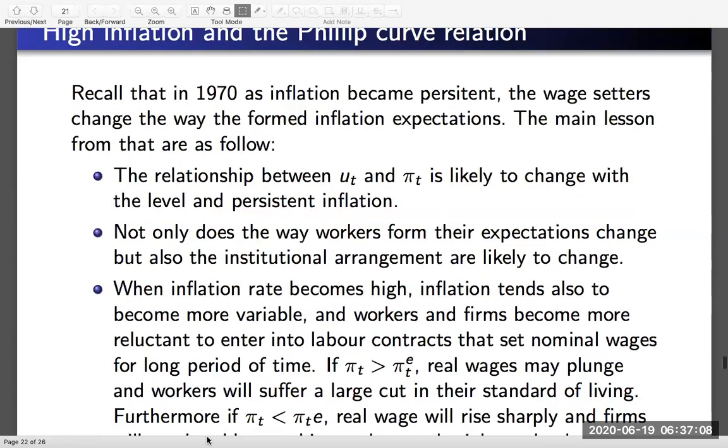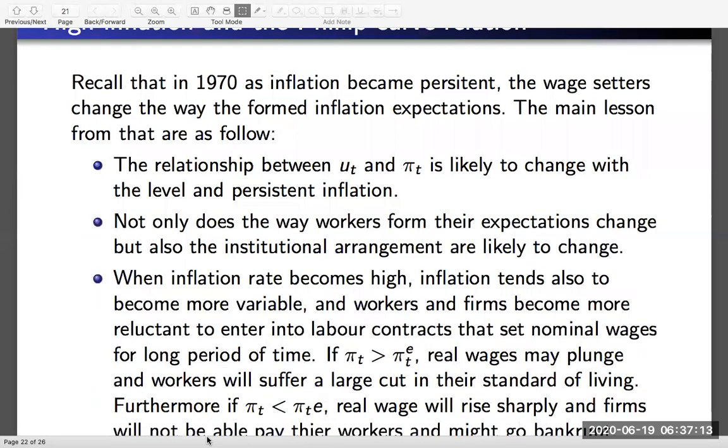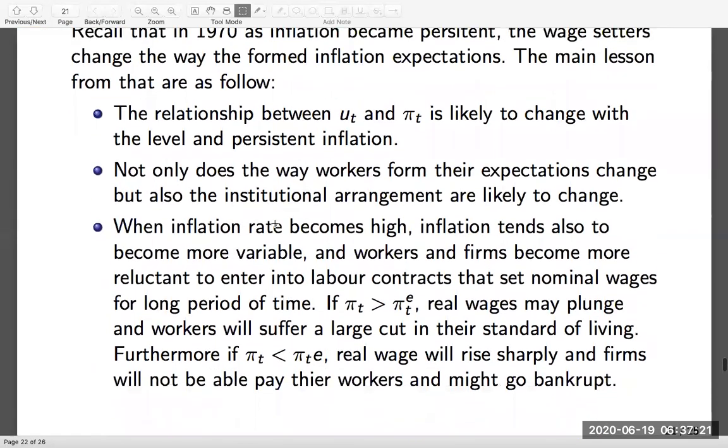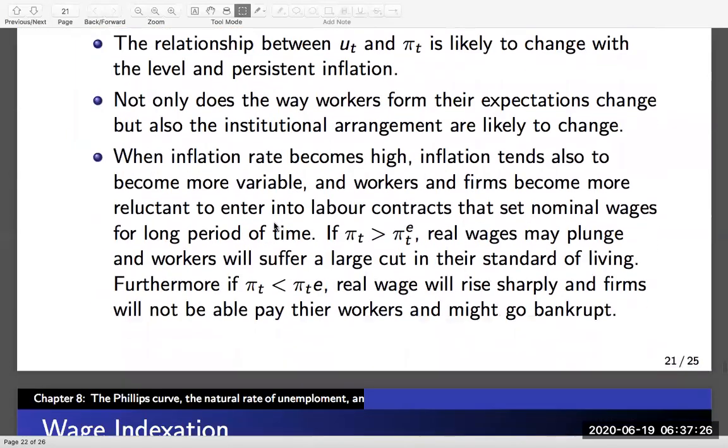When the inflation rate becomes higher, inflation tends also to become more variable, and workers and firms become more reluctant. If we are scared of what is going to happen to our wages, we might try to formulate expectations, and the way expectations are formulated will affect the way we negotiate our wages. Workers know that if inflation and unemployment are likely to change, the way we formulate our expectations needs to account for these changes.